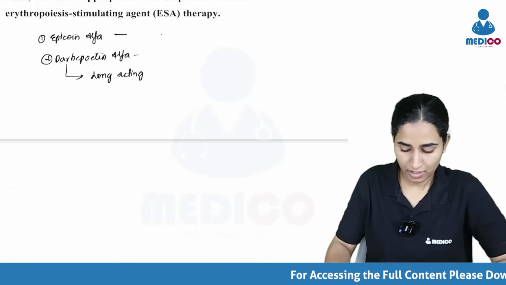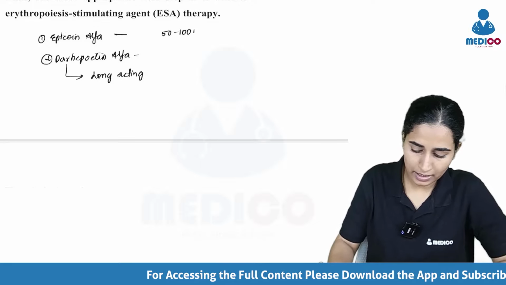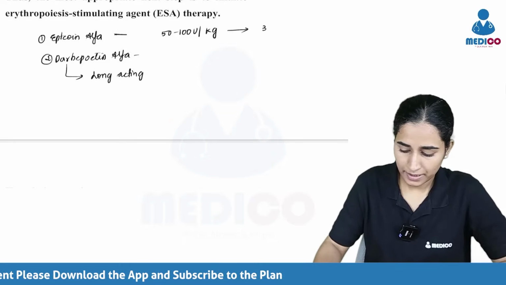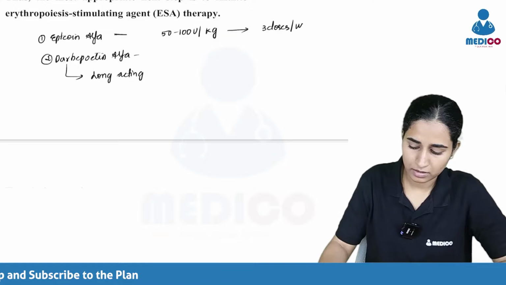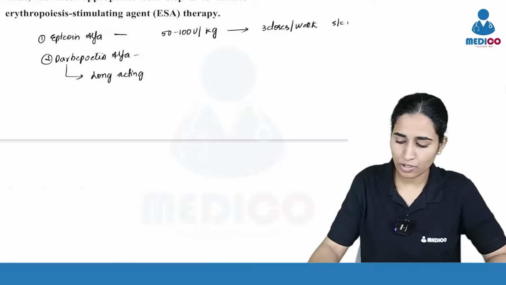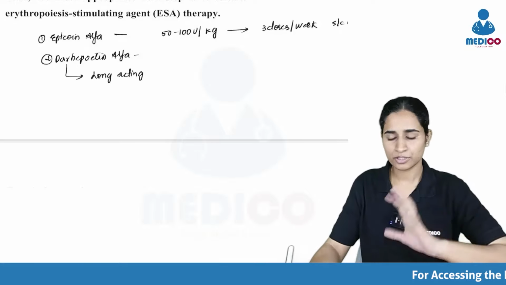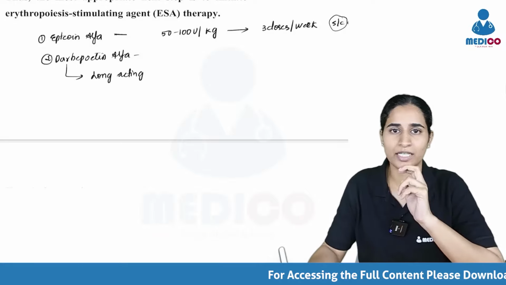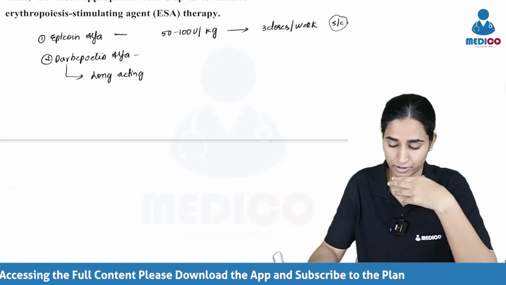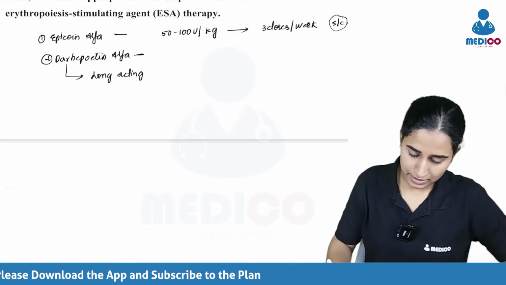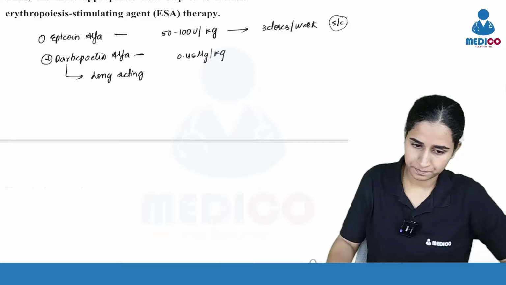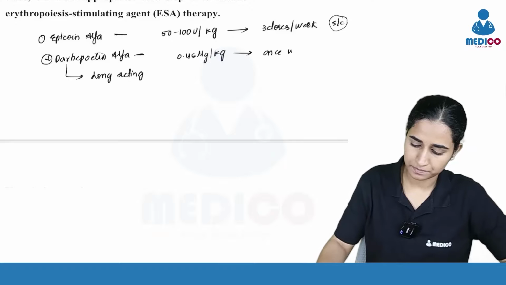Coming to epoetin alpha, we will be giving 50 to 100 units per kg, and that dose will be 3 doses per week. So almost every alternate day he should get that, and it is subcutaneous or IV. IV is better, but patient compliance is also important. For every alternate day, he can't come to your tertiary center if you're working there. He'll take it at the nearest primary health center, subcutaneous. And darbepoetin alpha, it is 0.45 micrograms per kg, once weekly.